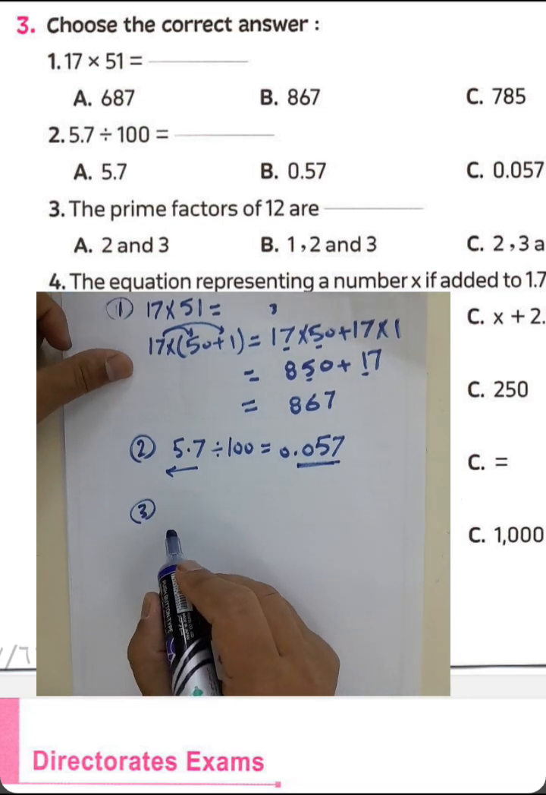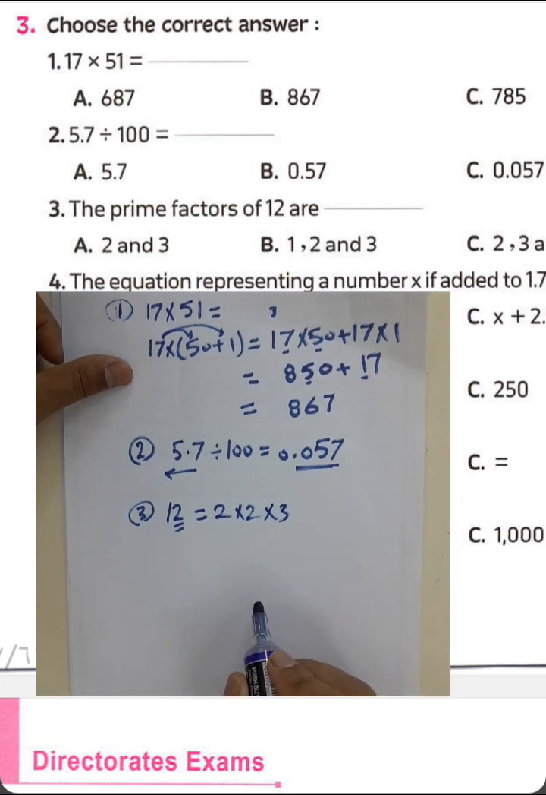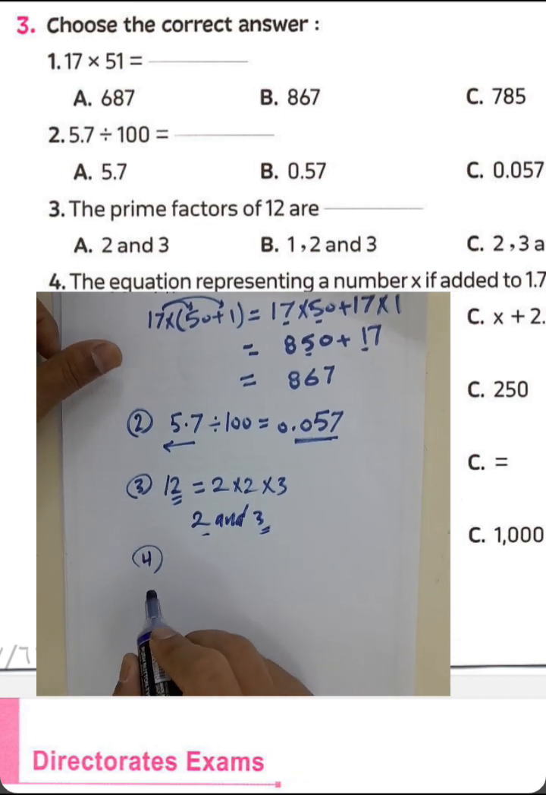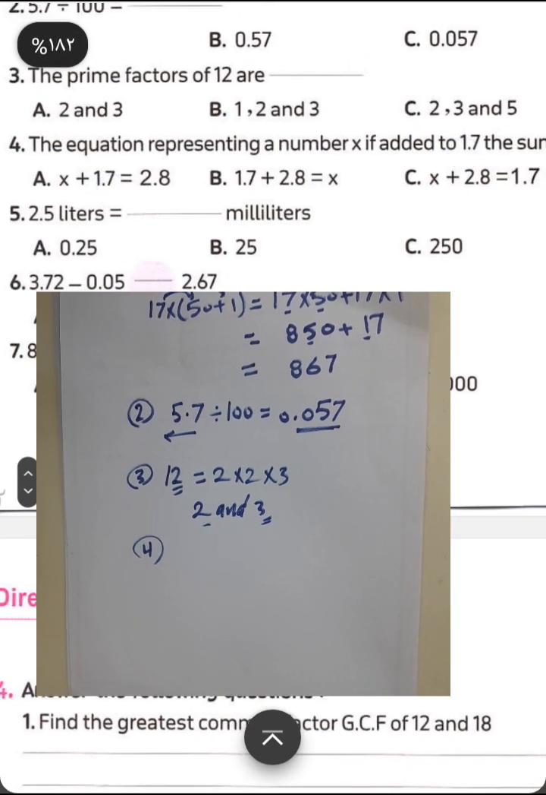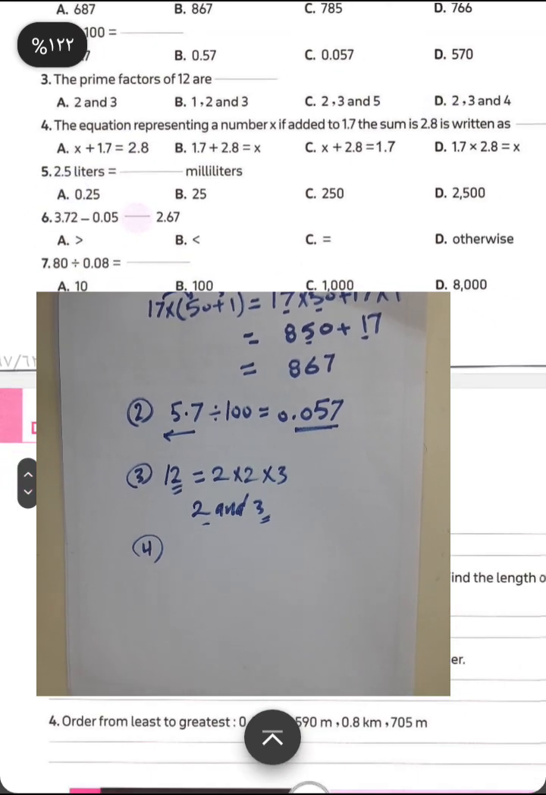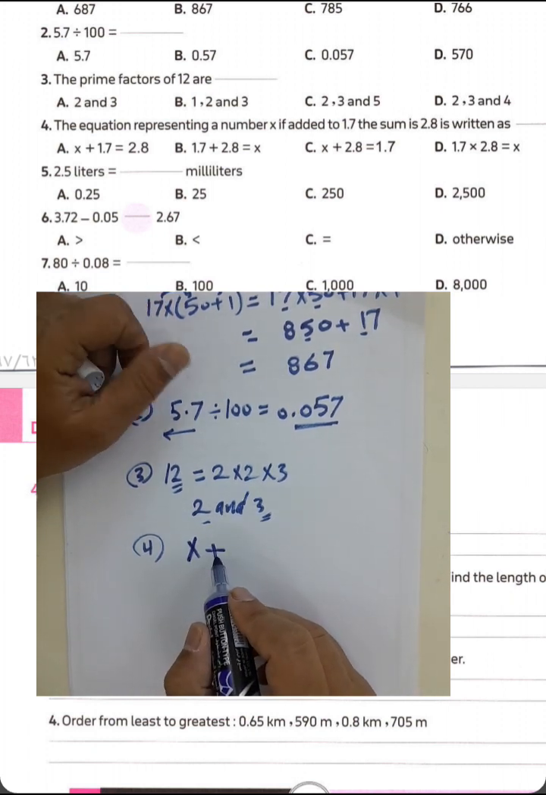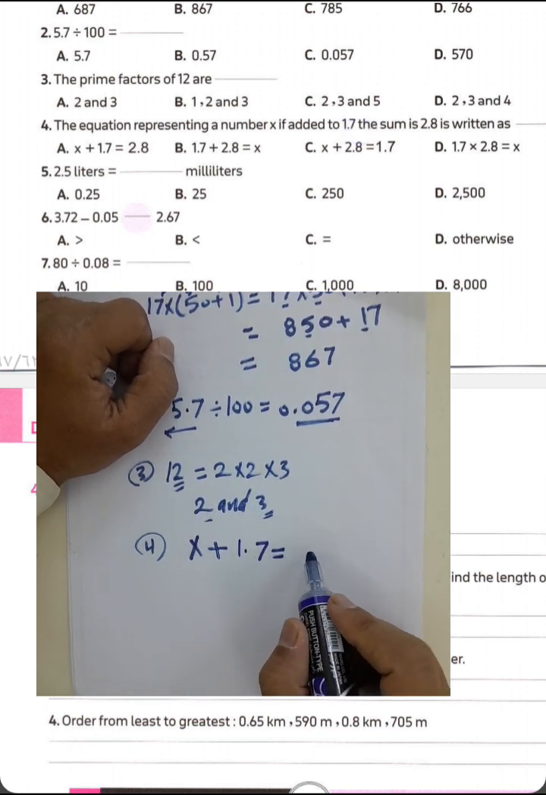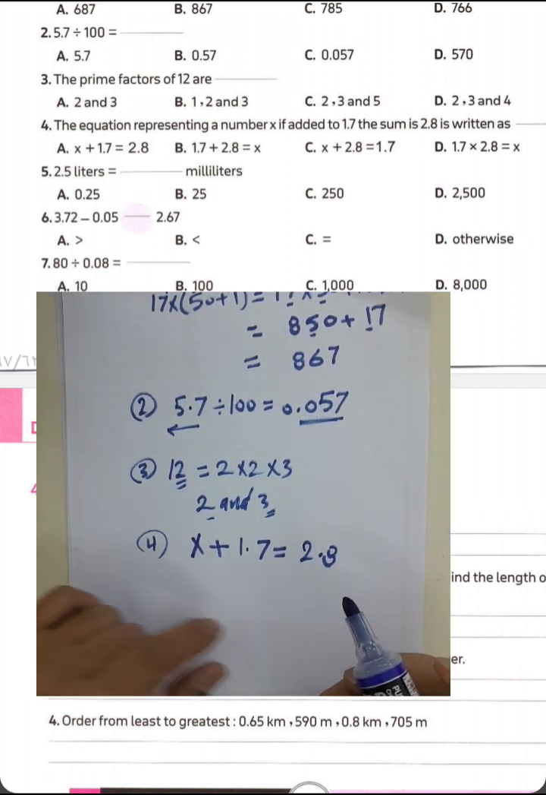Question number 3. The prime factors of 12 are... We know 12 equals 2 times 2 times 3. Then the prime factors here will be 2 and 3. Question number 4. The equation that represents the number x if adding 1.7, the sum is 2.8, is which? We want to find the equation: x add 1.7, it means plus, x plus 1.7 equals 2.8. This is the equation, x plus 1.7 equals 2.8.